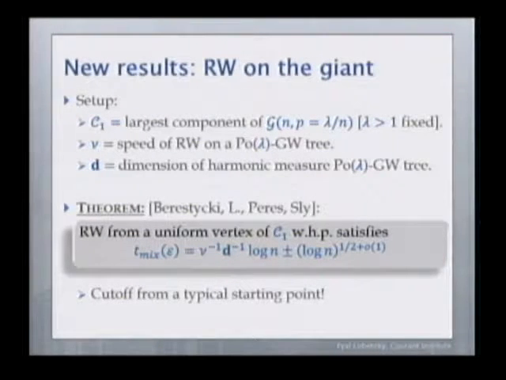Okay, so now what are the things? C1, of course, is the largest component of GNP, and we start at a random point, a typical starting point. Nu is the speed of random walk on this tree. And D is the Hausdorff dimension of harmonic measure on this tree. Okay. So this is the main result.